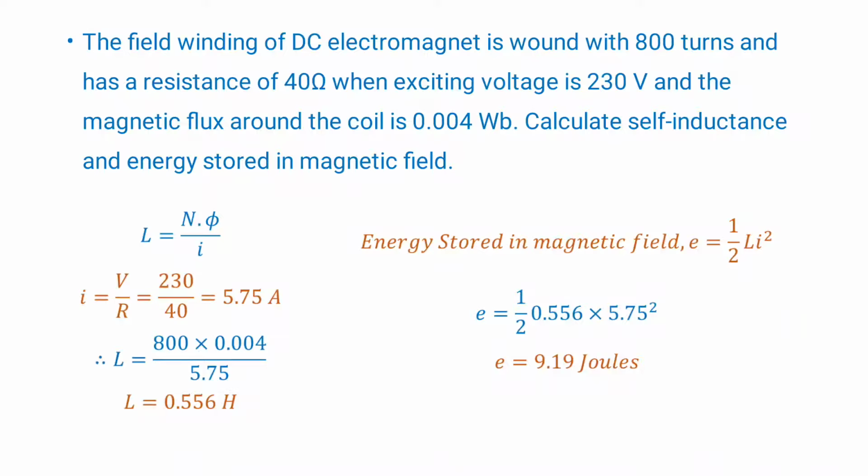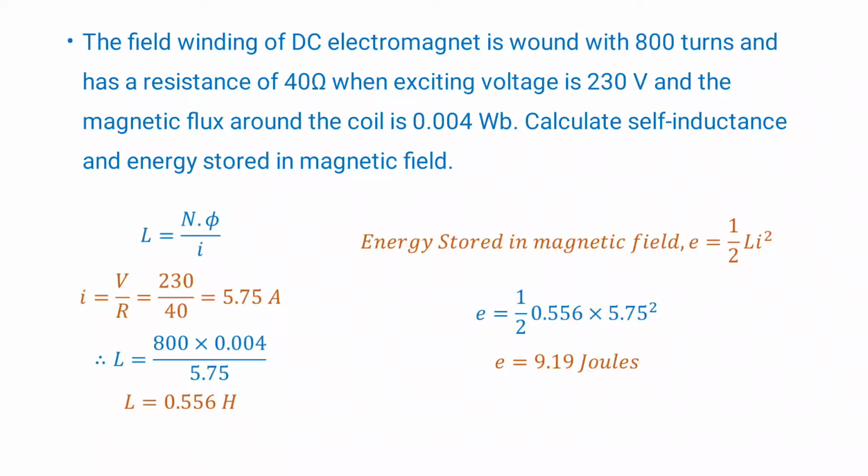Now let us see another problem relating to self-inductance and mutual inductance. Read out the question. The field winding of a DC electromagnet is wound with 800 turns and has a resistance of 40 ohms. When the exciting voltage, that is the EMF, is 230 volts, the magnetic flux around the coil, phi, is equal to 0.04 Weber. Calculate the self-inductance and the energy stored in the magnetic field.